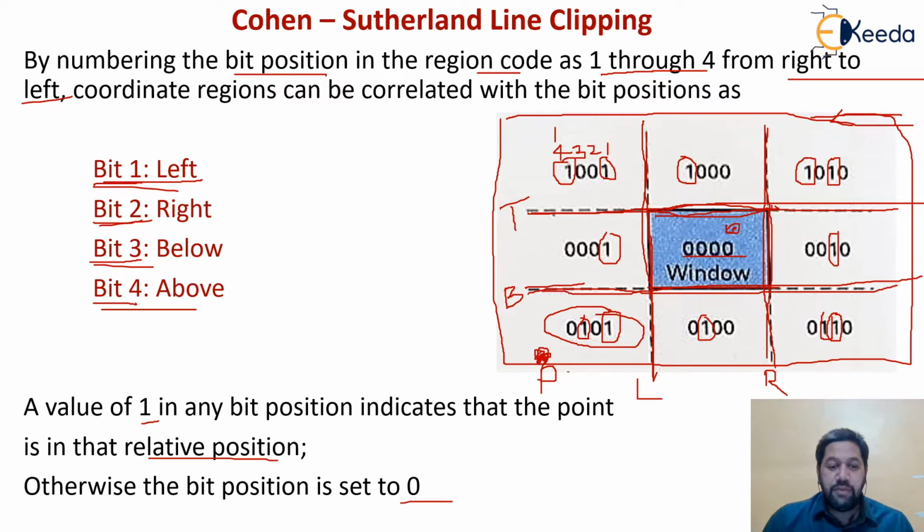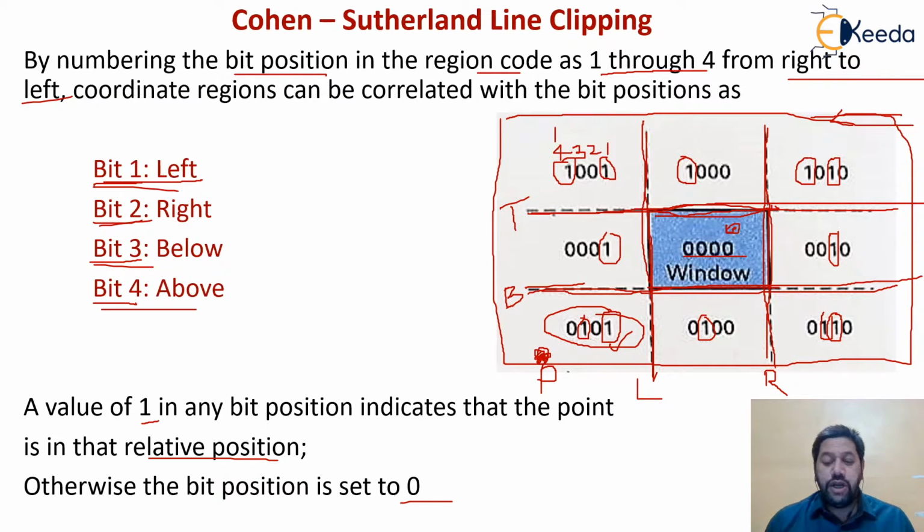So left edge means the first bit is set. You can find here, this is set to 1. Whether it is outside the right edge, no, so that's why the second bit is 0. Whether it is below the bottom edge, yes, the bit is set to 1. Whether it is above the top edge, no, so it is 0. So the endpoint code of this point is 0 1 0 1. So appropriately we are going to set the point.